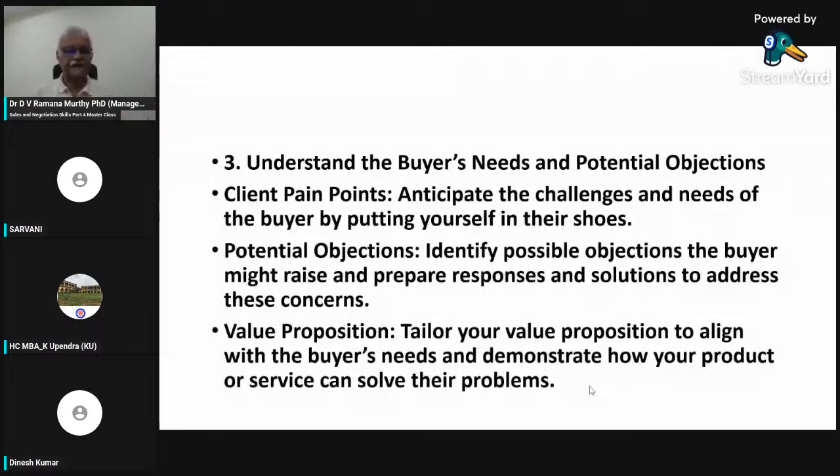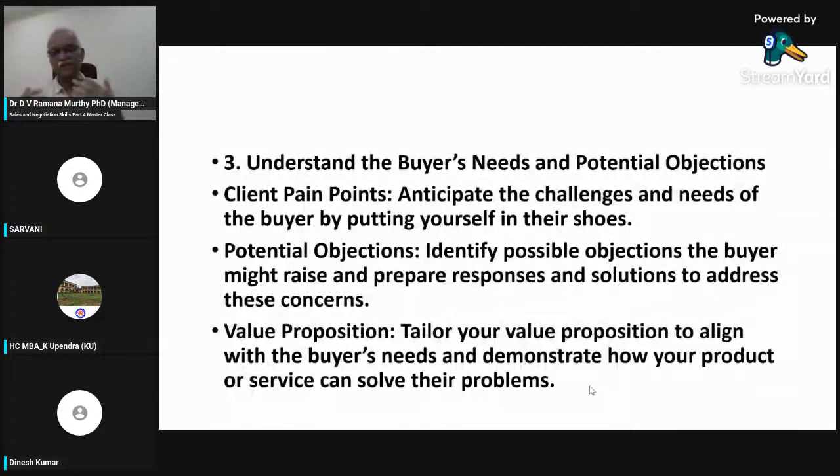So in this case, the first point is client pain points. You need to understand clearly what are the challenges and needs of the buyer by putting yourself into their shoes. It is empathetic. Walk into their shoes and understand their pain points with regard to that particular situation. If you can understand their pain points, you can suggest pain relief mechanisms, in the sense that you can offer your sales deal with reference to their pain points. So this helps you a lot. Like that, you can have a very clear cut approach of answering them.